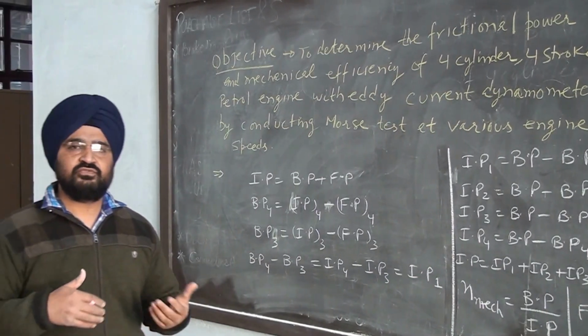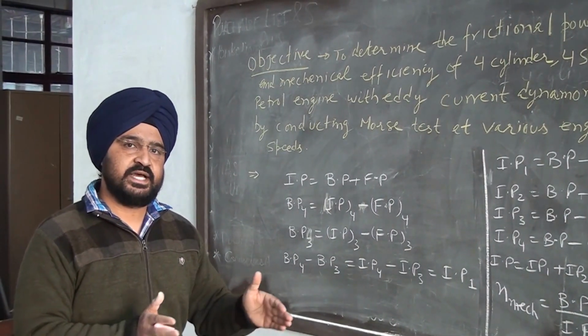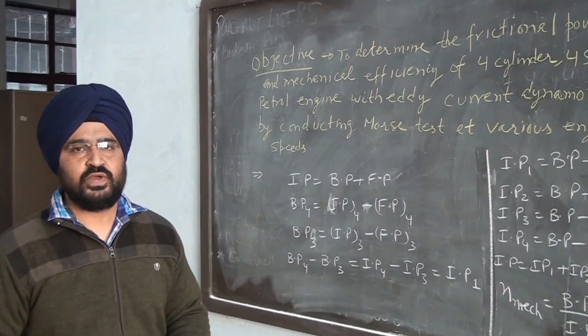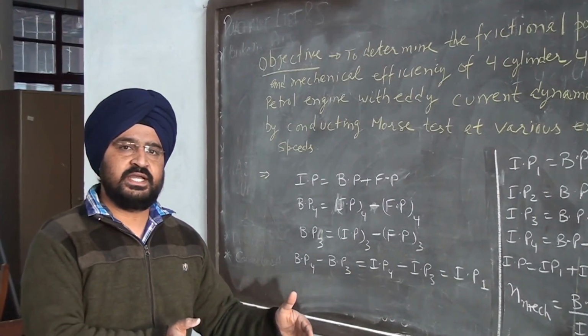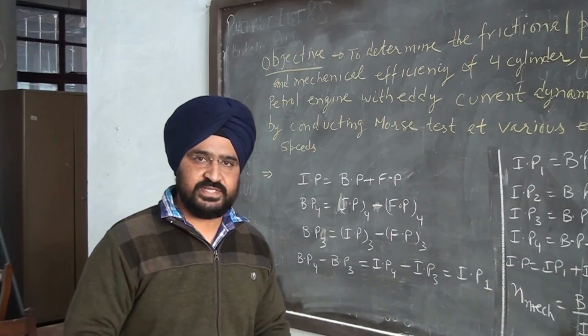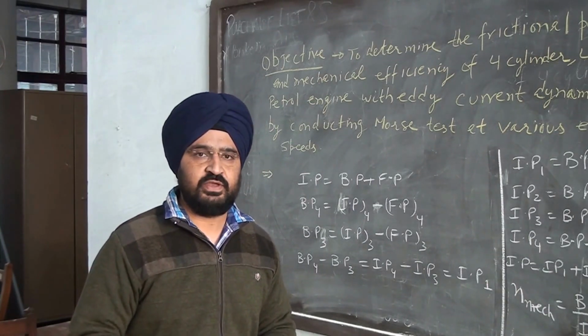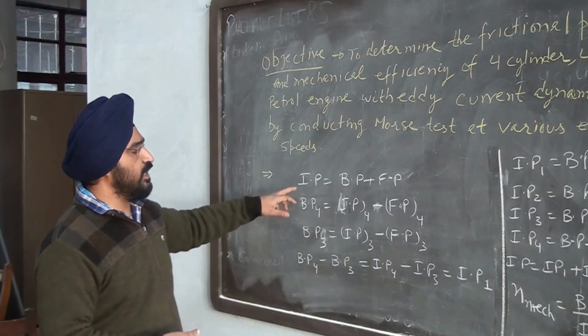Now when you have a four-cylinder engine, the indicated power of each individual cylinder is summed up, and then you get the indicated power of the four cylinders, which will be the indicated power of the first cylinder, the second cylinder, the third cylinder, and the fourth cylinder.